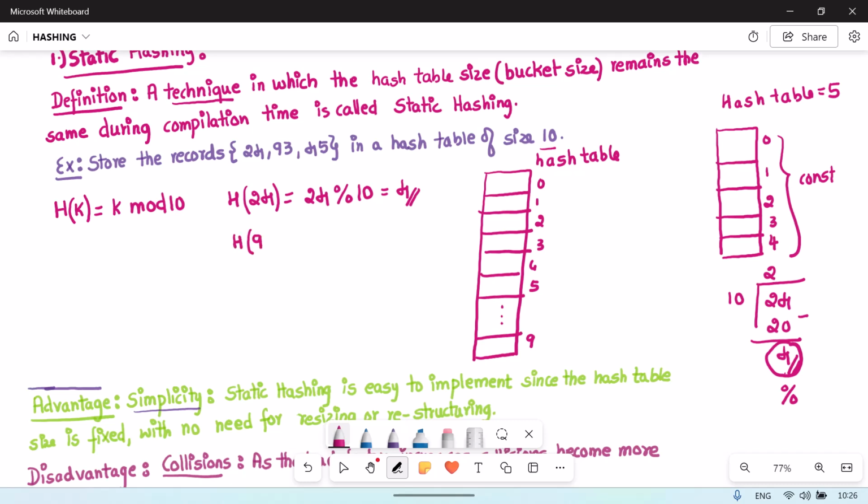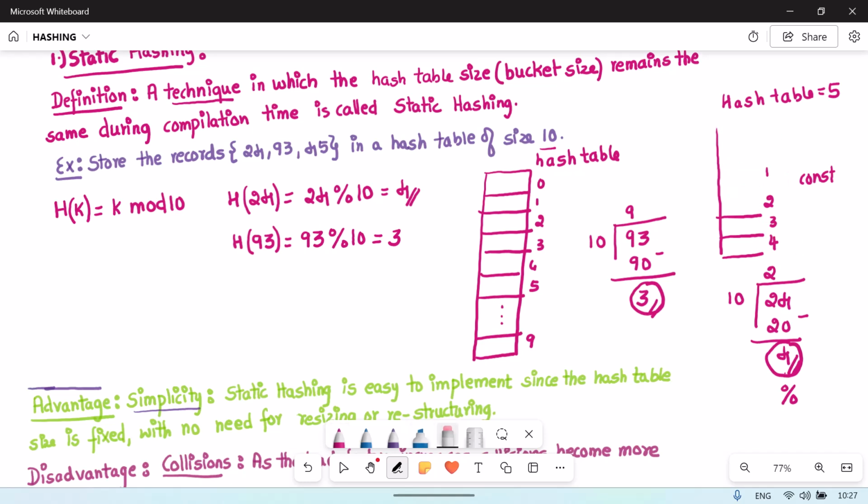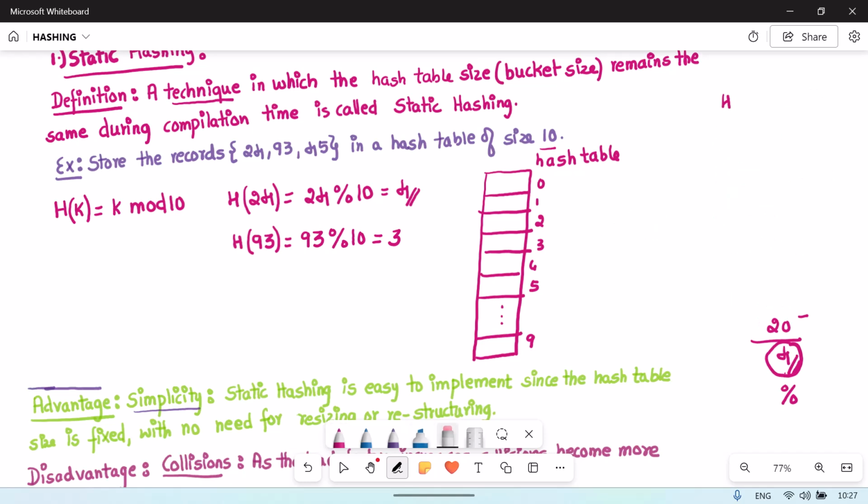Likewise, you have h of 93, which is 93 mod 10. So how do you do the calculation? It is 93, then 10. 10 times 9 is 90. If you subtract, remainder is 3. So this will become the result of the modulus operation. Okay. I'll erase all the unwanted things. And next one is h of 45. So it is 45 mod 10. 45 mod 10 is 5.